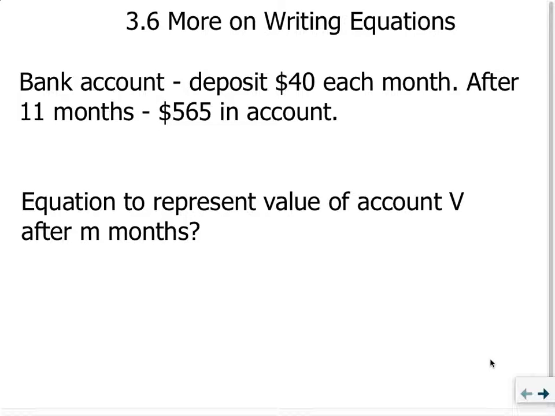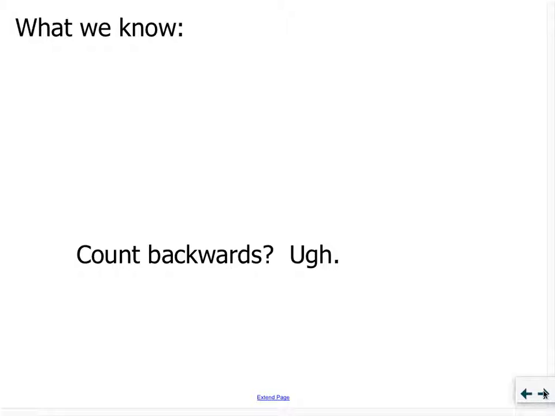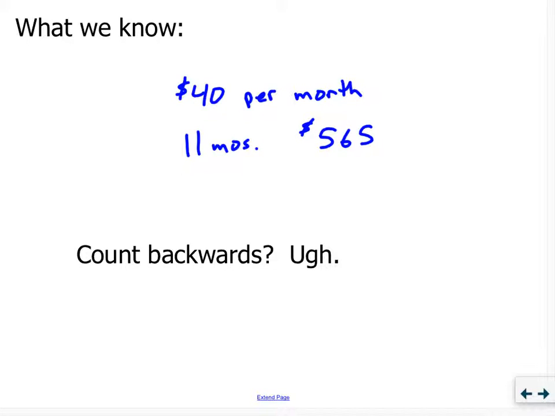So we're going to let our variables not be x and y in this case, but we're going to call them V and m. So think about what we know so far. What we know is that we're going to make $40 per month. Now that tells me it's a rate because of that word per. It's $40 each and every month. And I also know that after 11 months, I'm going to have a total of $565 in it.